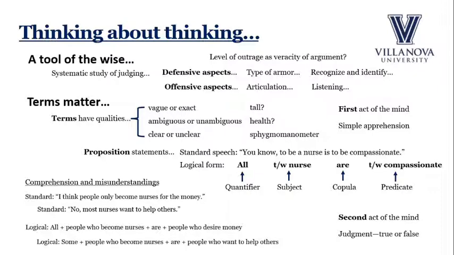So terms, for the sake of this particular course, are only going to be vague or exact, ambiguous or unambiguous, clear or unclear, but propositions can only be true or false. So what we'll do when we get into arguments with people is we're going to try to figure out maybe their argument form is good.